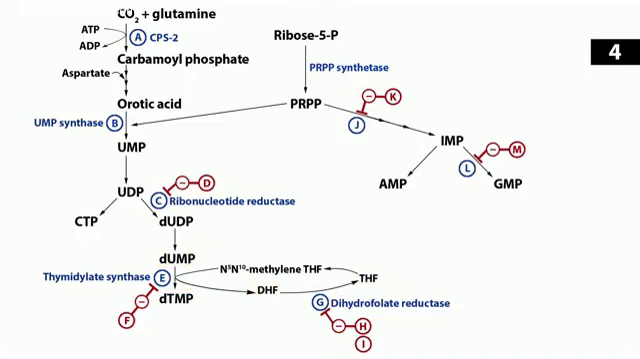So going back up to letter D, the drug that inhibits ribonucleotide reductase is hydroxyurea. Hydroxyurea is used in the treatment of sickle cell disease, and is sometimes used to treat cancer.